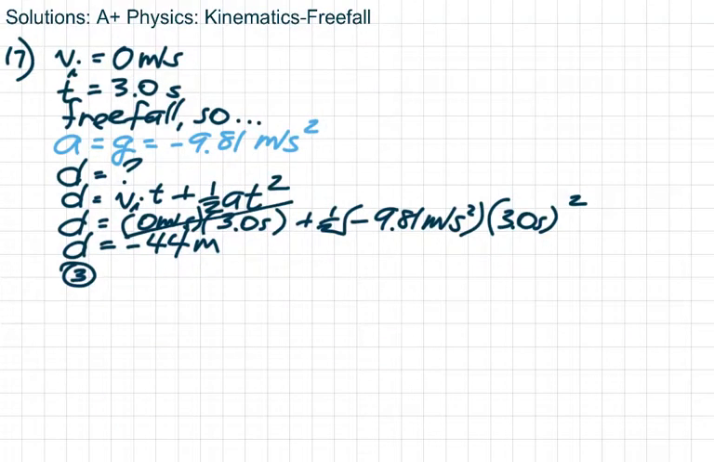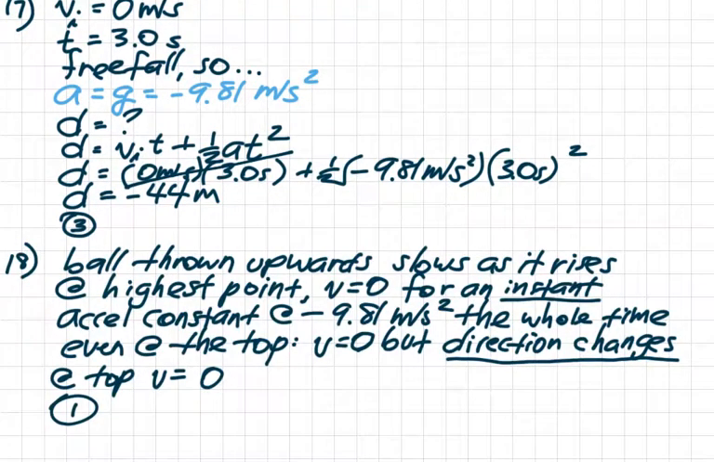Number 17, cut and dry. 18, interesting question. You don't have to do any math, they're just asking about the speed at the highest point. When you throw something up into the air, it slows down as it rises, speeds up as it falls, so at the highest point the speed or the velocity is 0. But the acceleration at the highest point is not 0, because it changes direction up there, so the velocity changes. The acceleration is constant due to gravity at negative 9.81 or negative 10 meters per second squared.